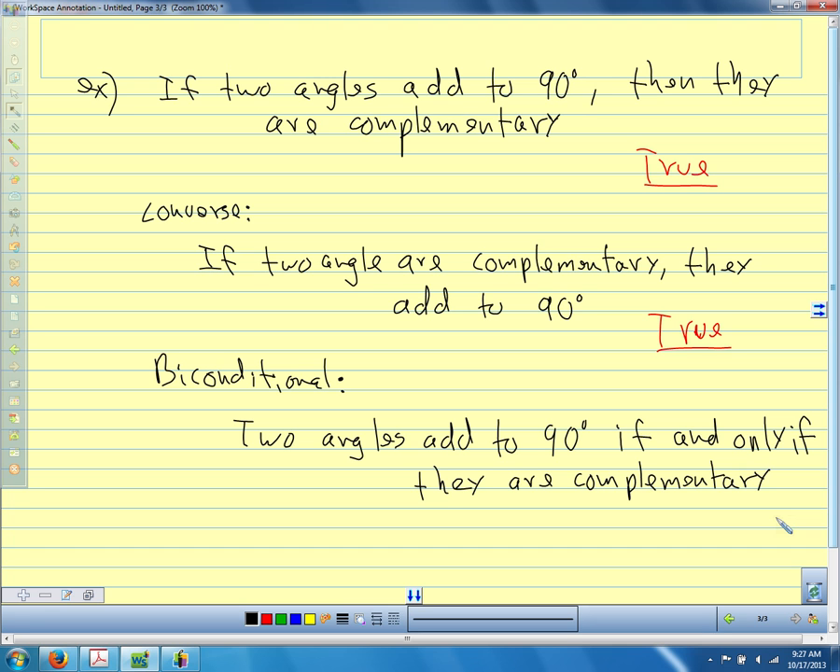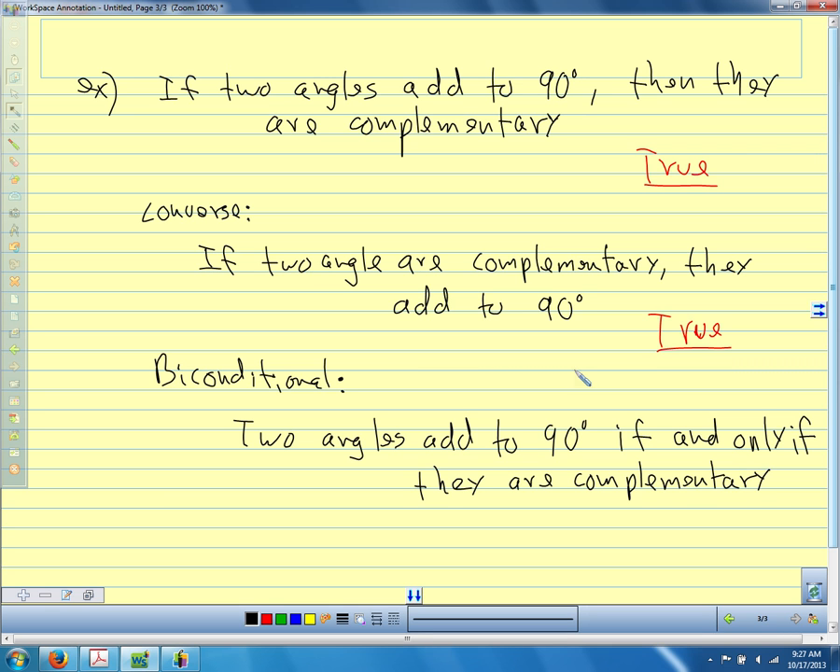So that would be our biconditional. We just take one part and put if and only if, and then put the other part. And I could also write the other direction. I could say two angles are complementary if and only if they add to 90 degrees. So I could write it either way, and either way would be correct.